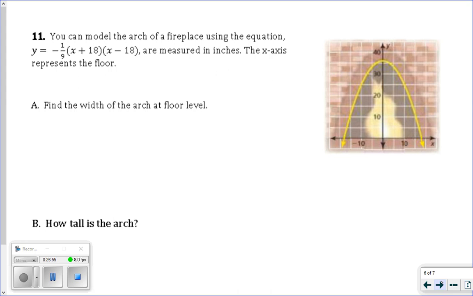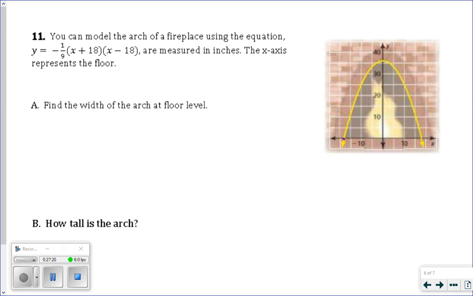Let's try another one that's very similar. Let's try number 11. Try this, or maybe pause it, and at least try part A, and then we can come back and revisit. So it says you can model the arch of a fireplace using the equation y equals negative 1/9 times (x plus 18) times (x minus 18). And these are measured in inches. The x-axis represents the floor, so very similar problem. We want to find the width of the arch at floor level.